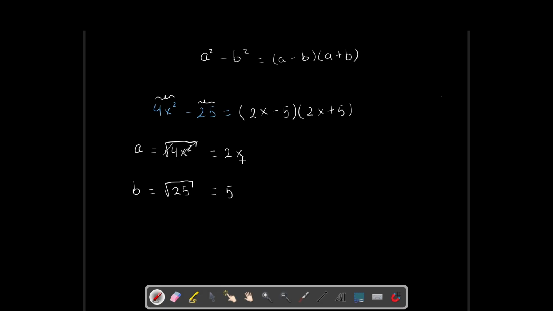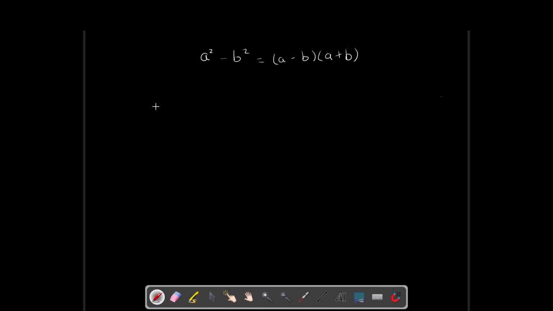If you want to check your result, you can just distribute this expression again and see if you come back to the original binomial. So let's see it. 2x times 2x is 4x squared. Then 2x times positive 5 will be 10x. Negative 5 times positive 2x will be negative 10x. And negative 5 times positive 5 would be negative 25. Positive 10x minus 10x is just 0. We can cancel them and we get 4x squared minus 25, which is the same expression that we had at the beginning.